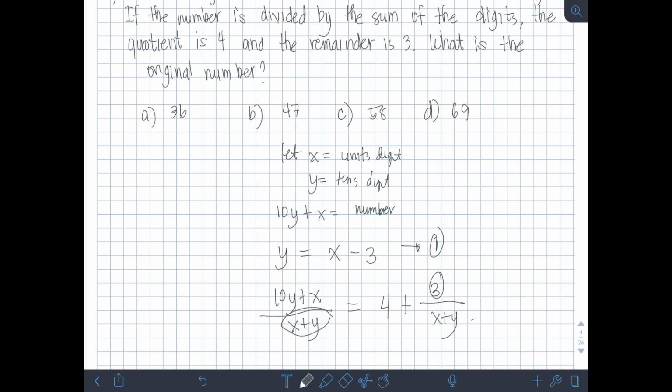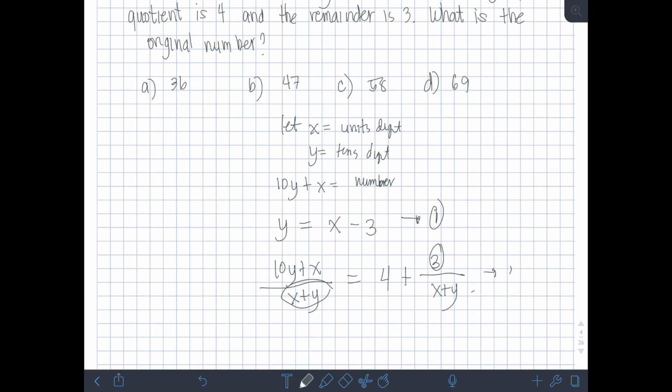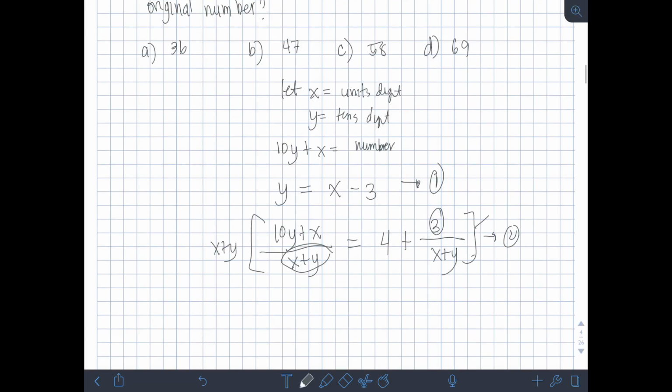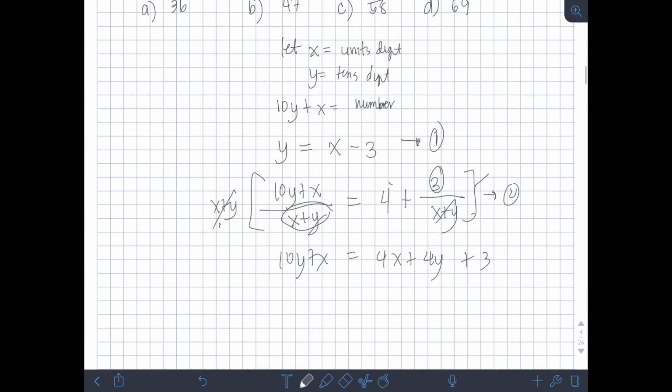Okay? Now, solve natin ngayon yung number. So, since meron naman tayong 2 equations, tapos 2 unknowns, pasolve natin to. So simplify muna natin tong equation 2. Multiply natin both sides by the LCD na x plus y. So, parang cancel dito sa x plus y. So, 10y plus x is equal to x plus y times 4. So, distributive 4x plus 4y. And then, ito, cancel din si x plus y. So, 3 na lang. Okay?